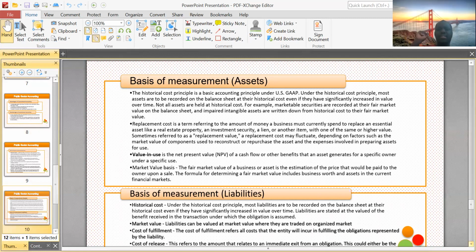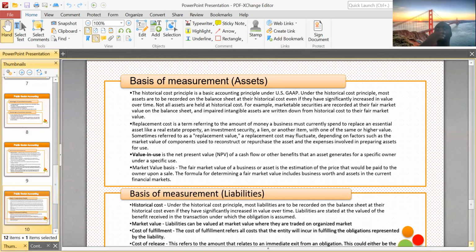You are recording it at their historical cost, even though the assets might have increased in value. Then you have replacement costs. This is a term that refers to the amount of money a business must currently spend to replace an essential asset. So the cost you have to incur to replace an asset, that's the replacement cost.